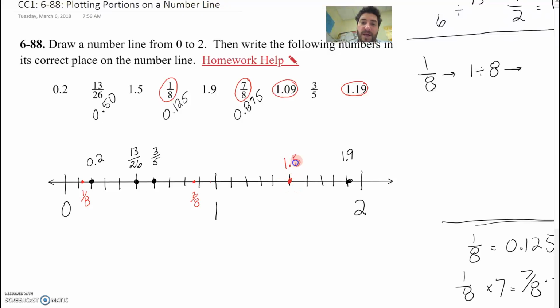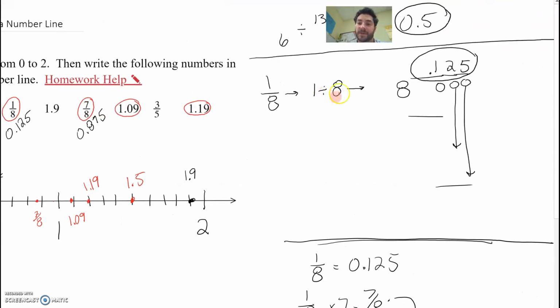So this is 1 and 5/10 again. This was 1 and 9/100ths. This was 1 and 19/100ths. So for 1/8, I needed to turn 1/8 into a decimal, so I used division. I said 1/8 is the same thing as 1 divided by 8.